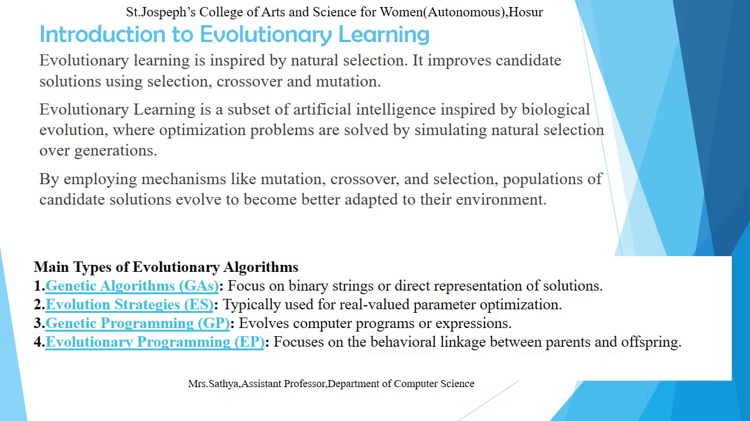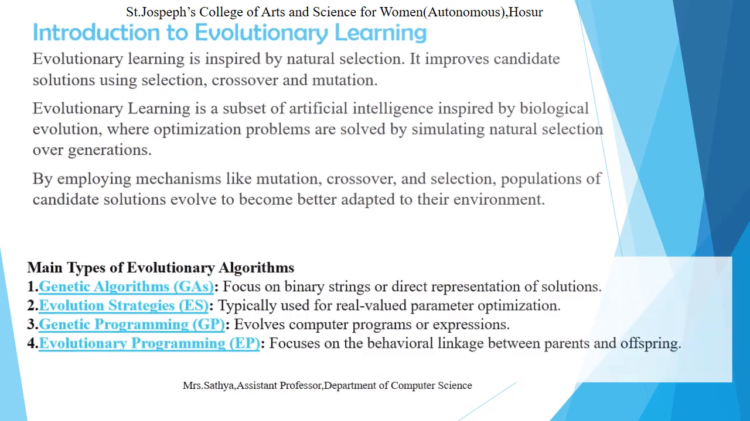It has some main types. The main types of evolutionary algorithms are genetic algorithms, evolution strategies, genetic programming, and evolutionary programming. Genetic algorithms focus on binary strings or direct representation of solutions. Evolution strategies are typically used for real valued parameter optimization. Genetic programming evolves computer programs or expressions. Evolutionary programming focuses on the behavioral linkage between parents and offspring.